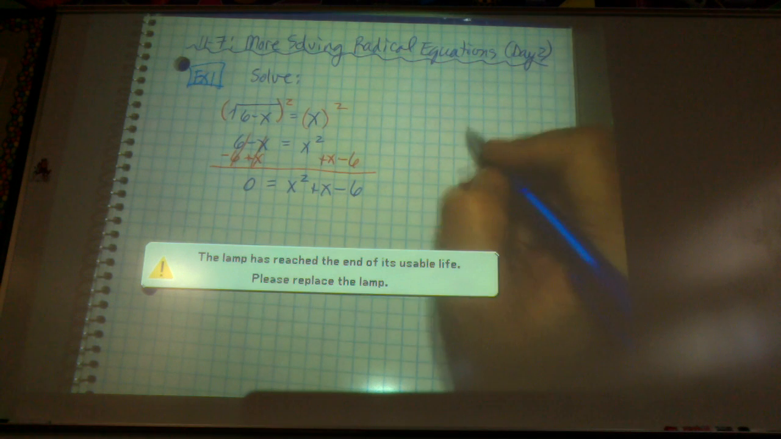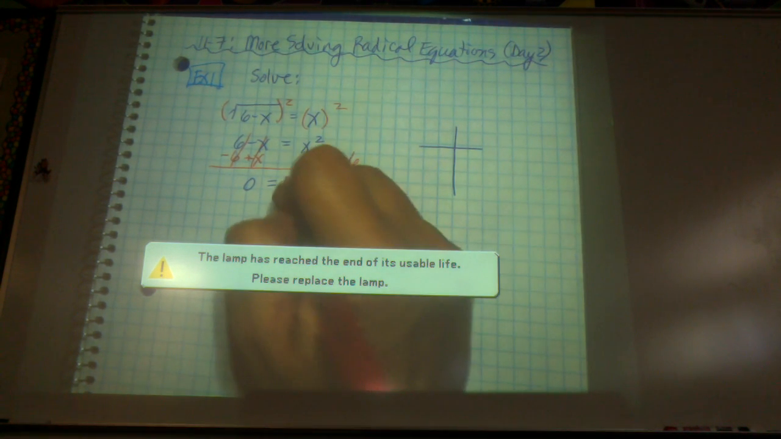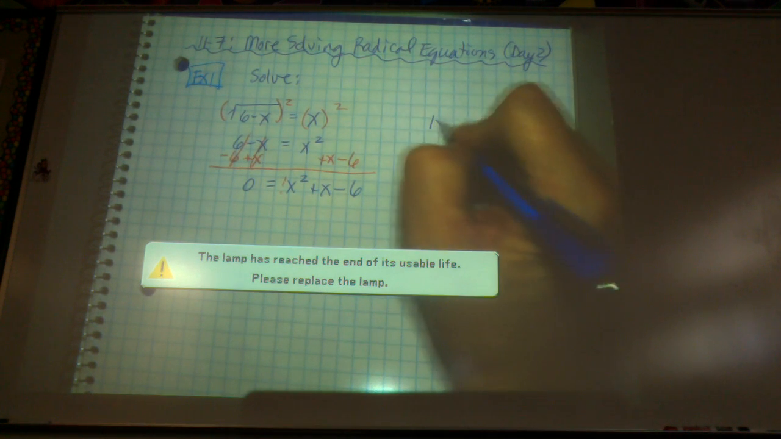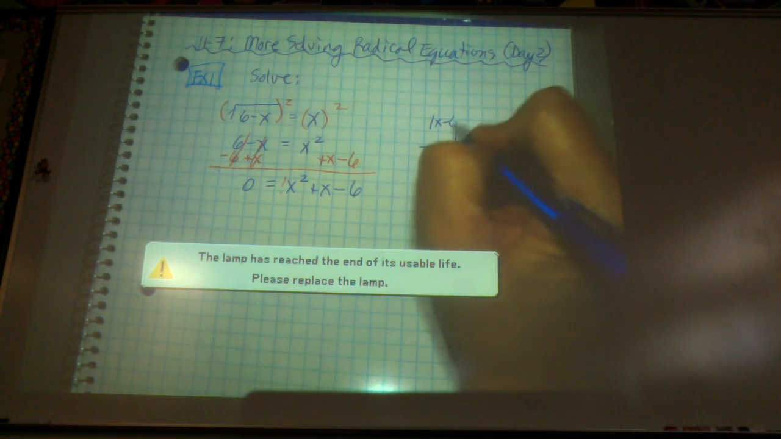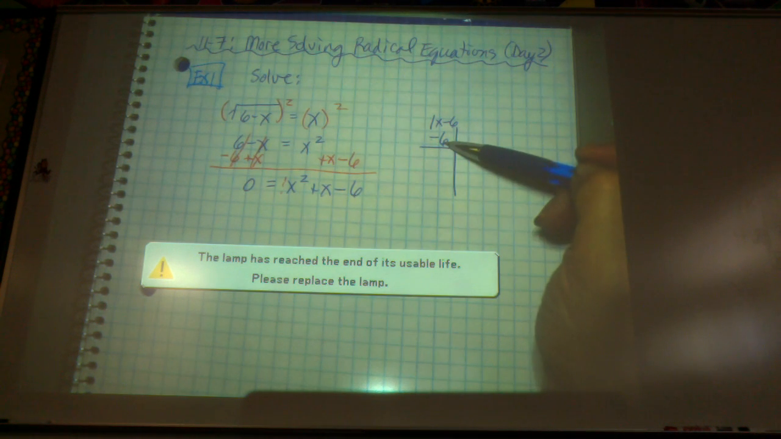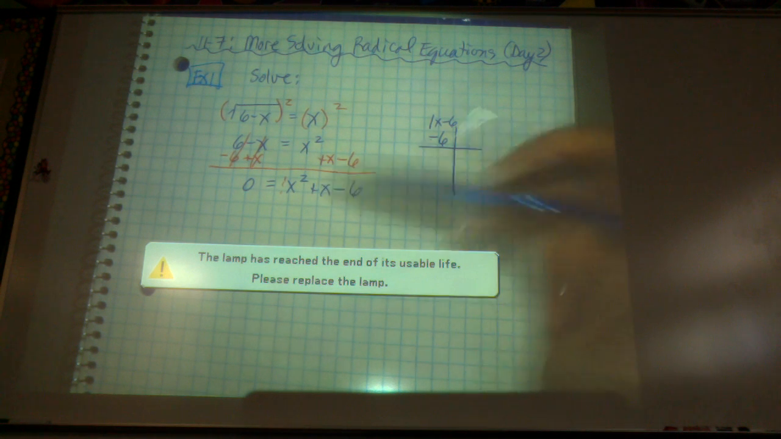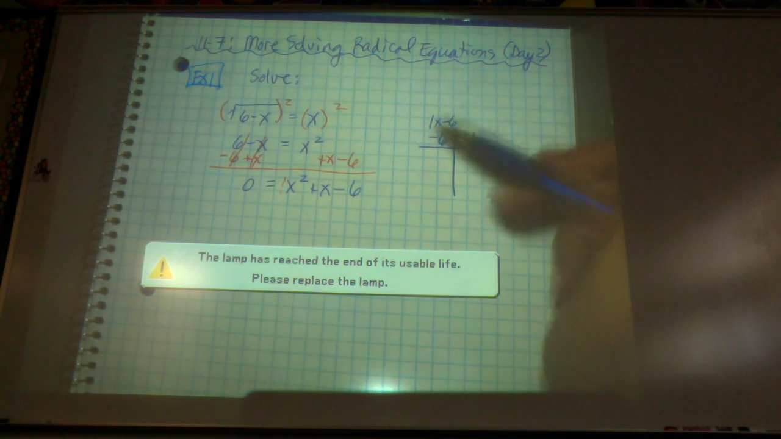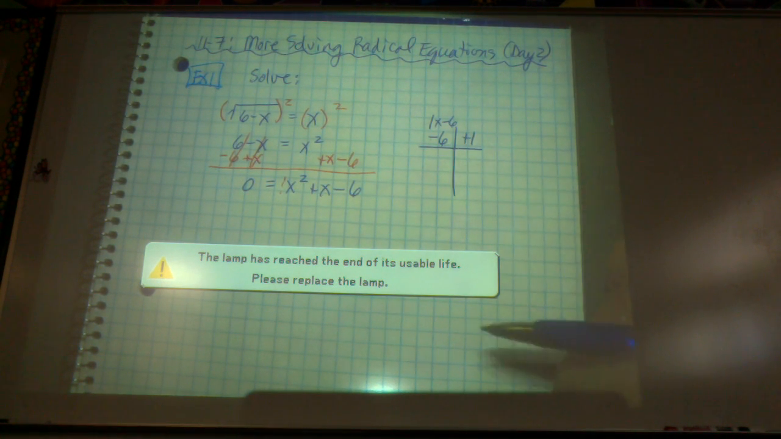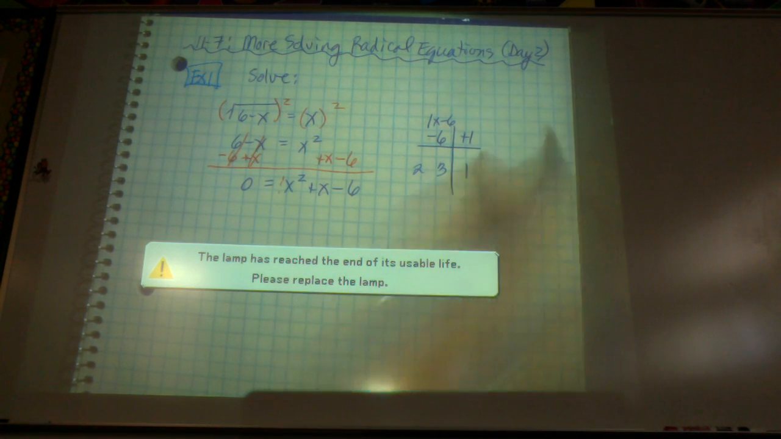So remember, in your t-chart, you're going to take the coefficient here, which is 1, times this other bookend, negative 6, which gives you a negative 6. That means I'm subtracting the factors of 6. And I'm looking for the middle term. What coefficient is here? Positive 1. So I'm subtracting the factors of 6 to get 1. What factors would those be? 2 and 3 subtract to give you 1.